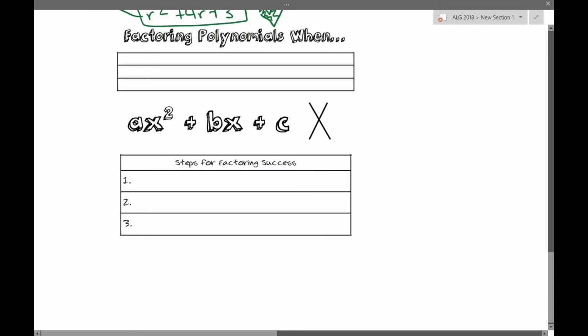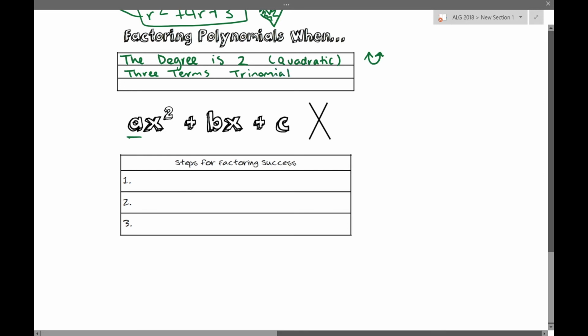All right. So now, this time, look, we have an A. So I'm going to show you the method to this. So this time, my degree is still 2. Therefore, it's still going to make a quadratic. Okay? It's still going to make a U. I still have 3 terms, which means it's still a trinomial.